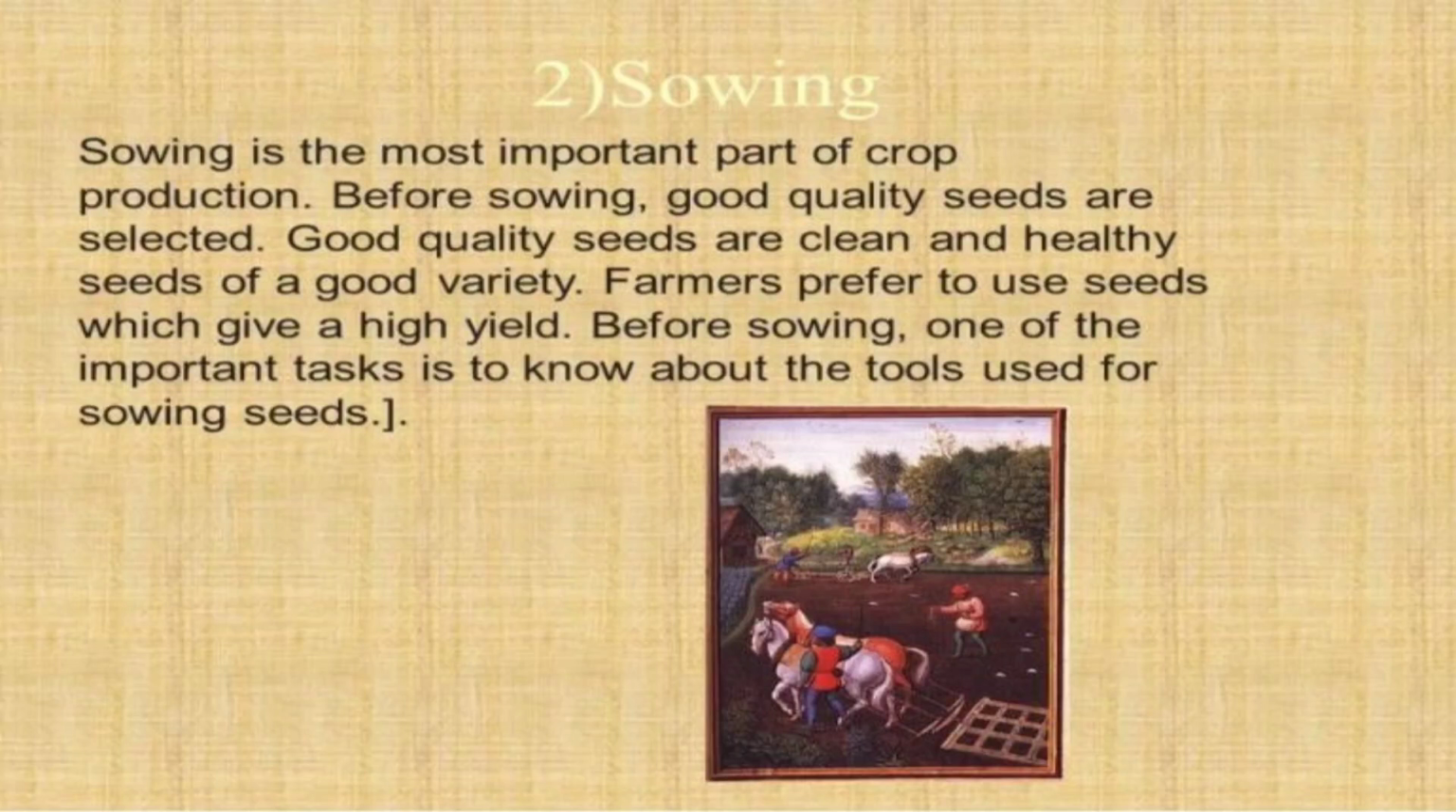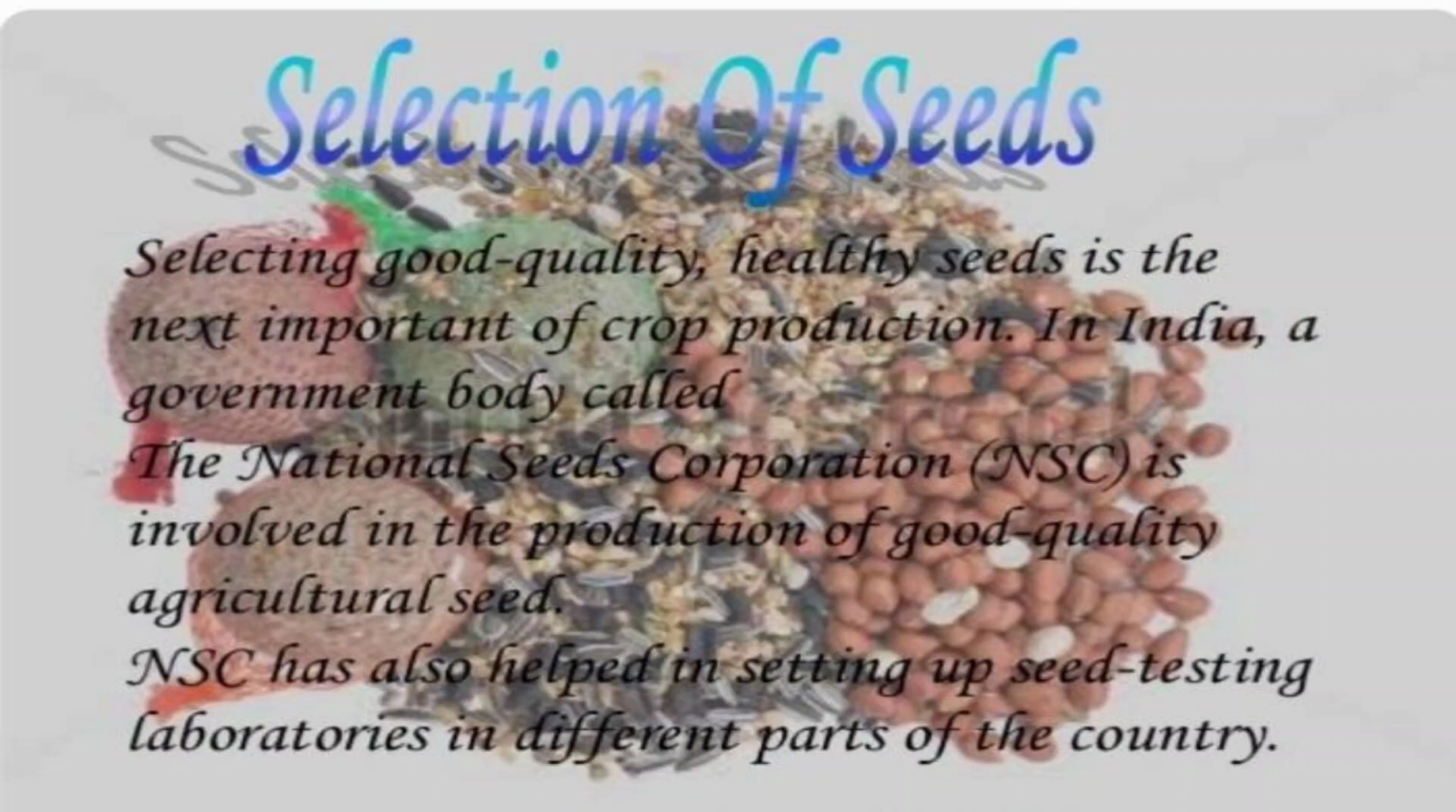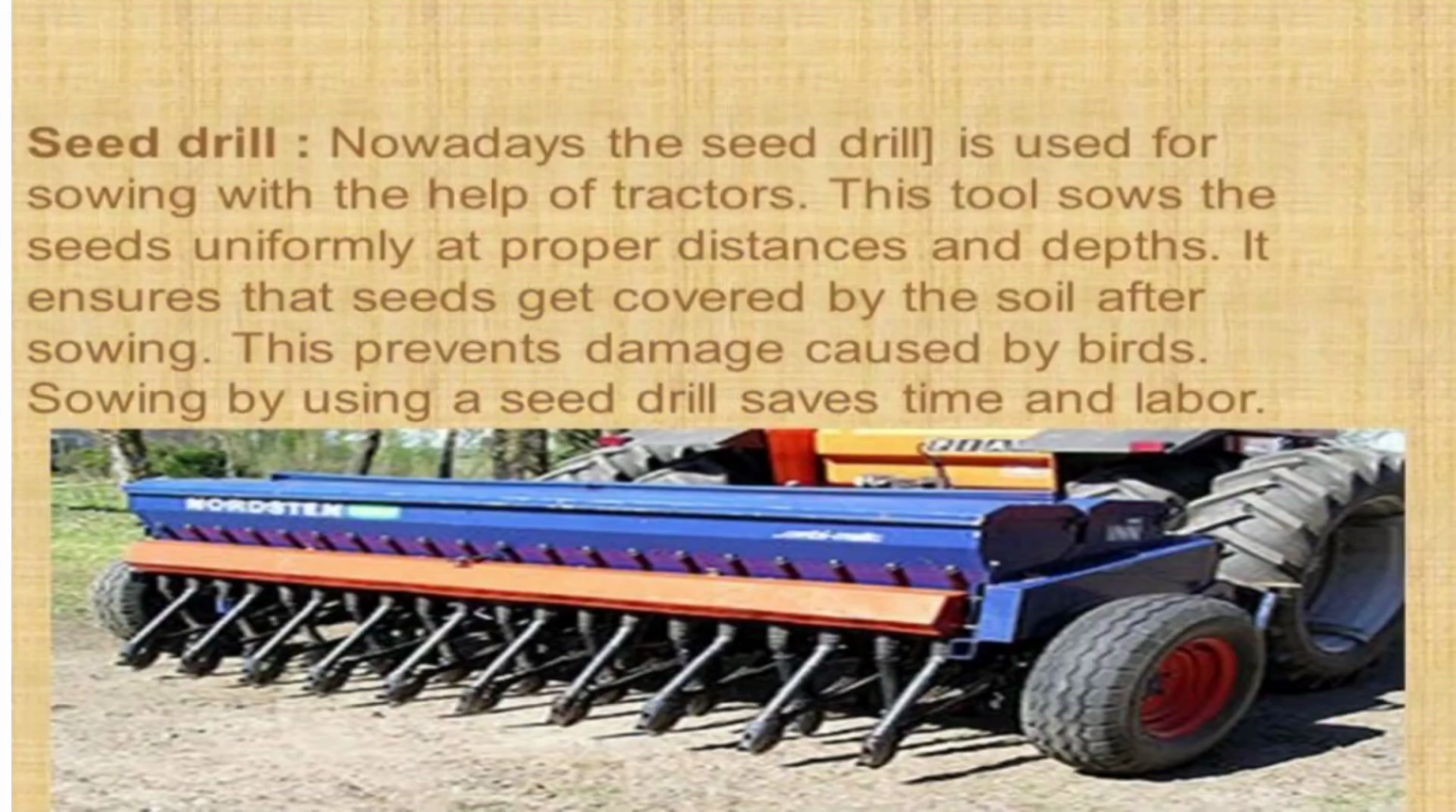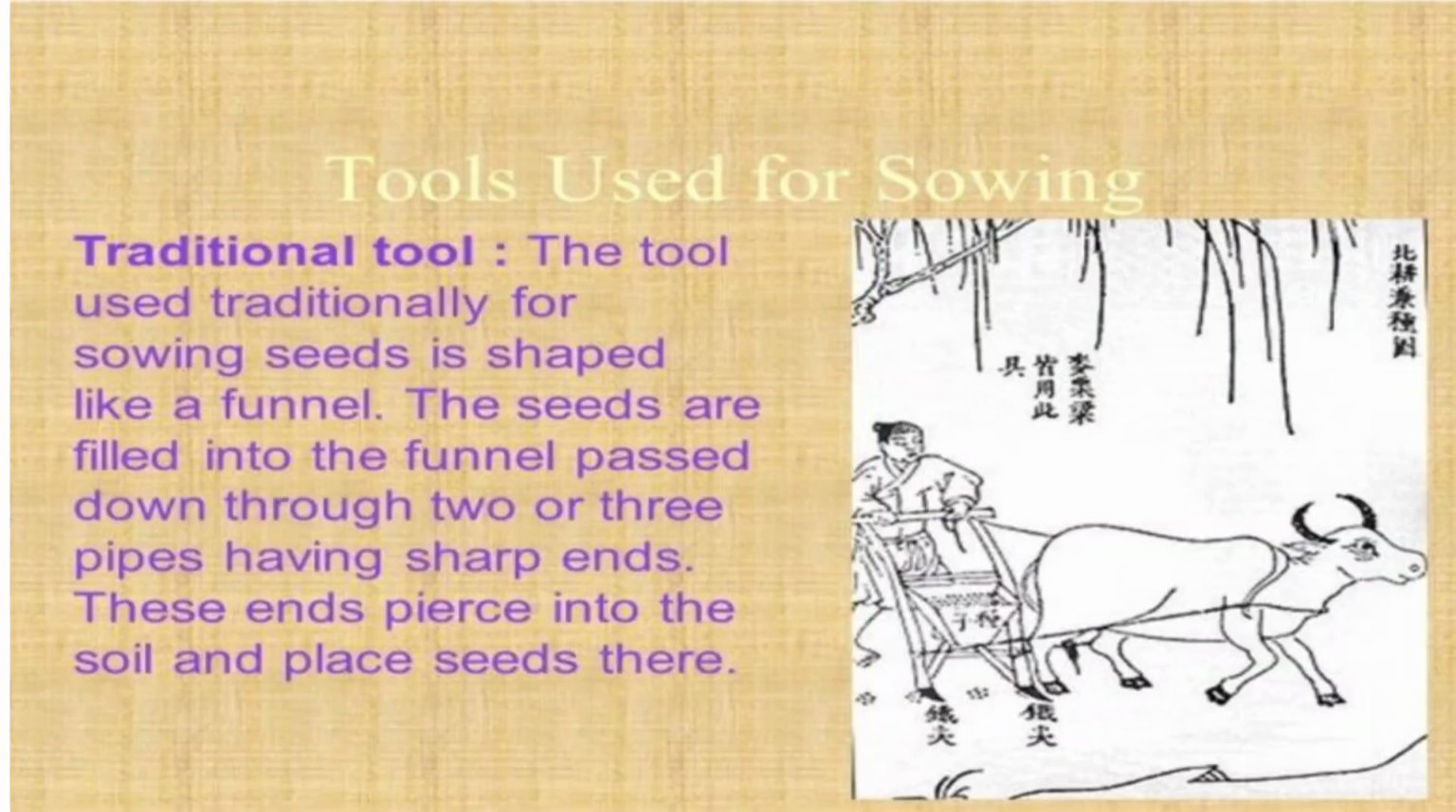So see here, this is the selection of seeds I have done till now: we need to select good quality seeds, which is important for crop production in India. Selecting good quality healthy seeds is the next important step of crop production. Just now I told you that good quality seeds are very important for the growth of a plant. So next, see here, these are the tools used for sowing.